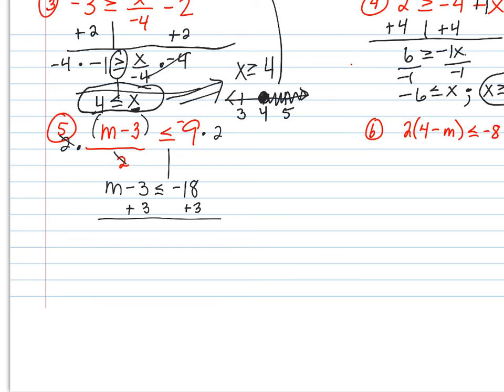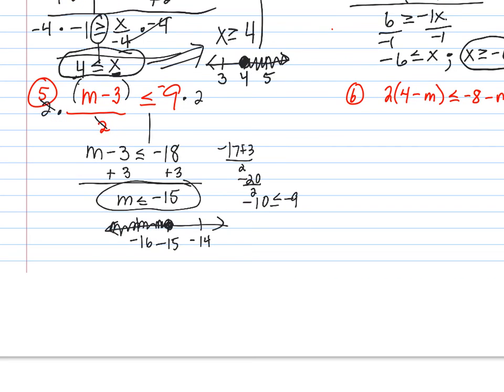And I get m is less than or equal to -15. Is that an open circle or a solid dot? Solid dot. Which way are we shading? To the left, to the left. Ooh. Do I sound like Beyonce? Is -10 less than or equal to -9?